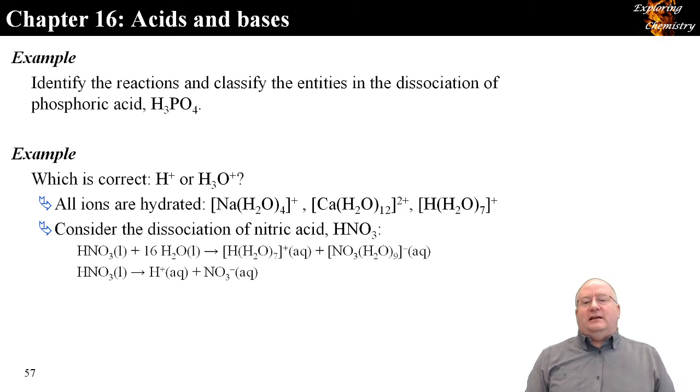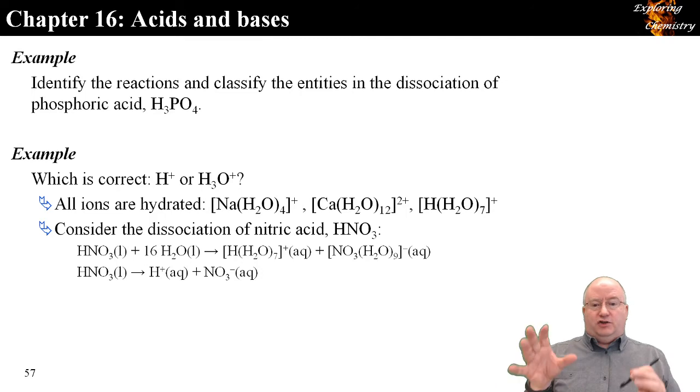So let's look at this reaction, which is simply the dissociation of nitric acid. If you were to be absolutely technically correct, it would be nitric acid plus 16 water molecules to give you H with 7 waters, plus nitrate with 9 waters around it. And that would actually be only correct at 298. As you went to higher temperatures, there would be fewer, and as you went to lower temperatures, there would be more water molecules surrounding these ions in solution.